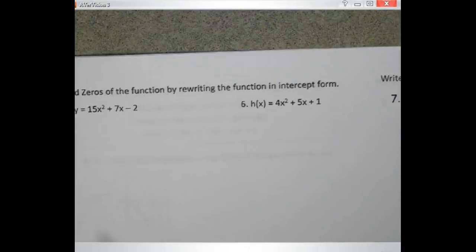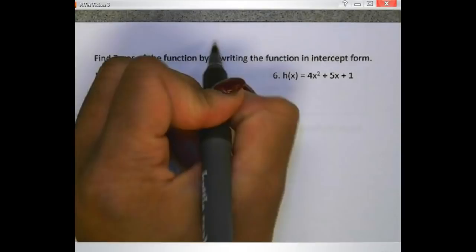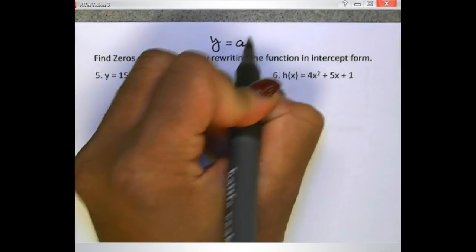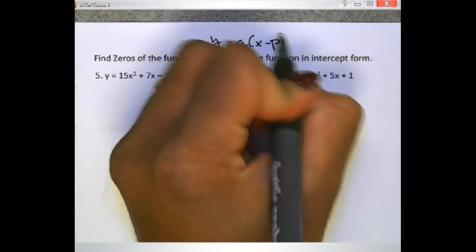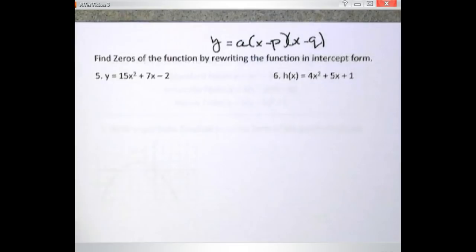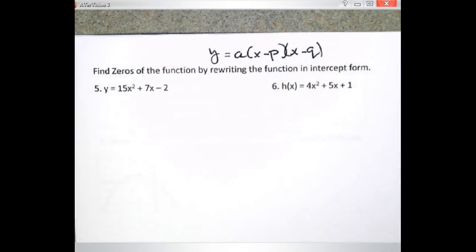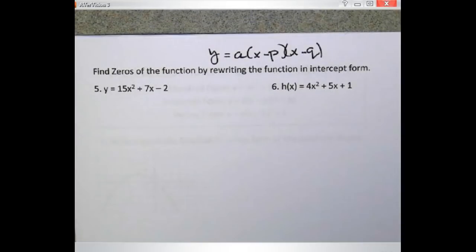Next one. Find the zeros of the function by rewriting the function in intercept form. Intercept form, as a reminder, is y equals a times x minus p times x minus q. Well, in order for me to do that, beautiful people, I'm going to need to factor this first.